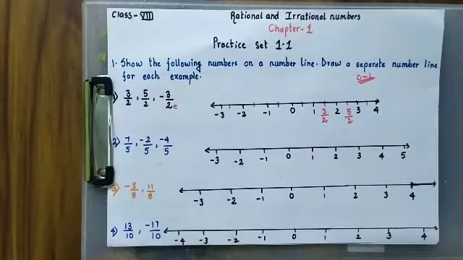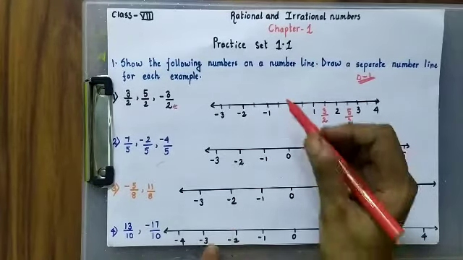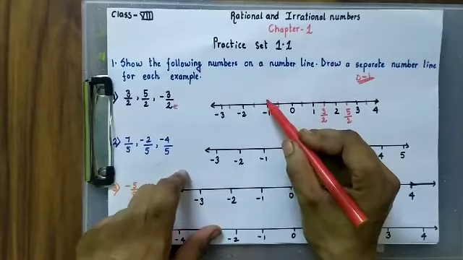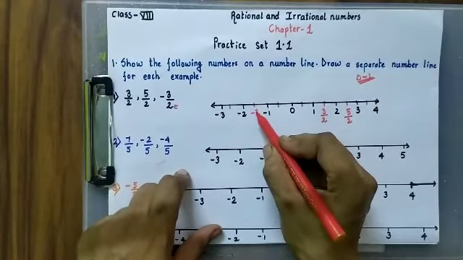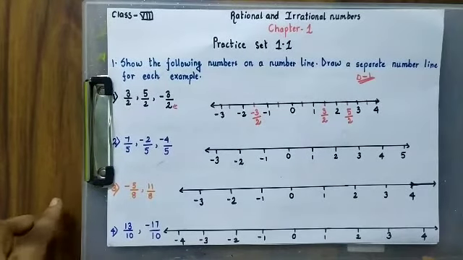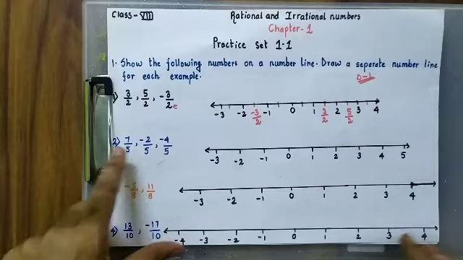Now the number is minus 3 by 2. As the number is negative, we will move towards left from 0. How many steps? 3 steps again. 1, 2 and 3. Minus 3 by 2 will lie here. Very simple. Now let's see the second example.